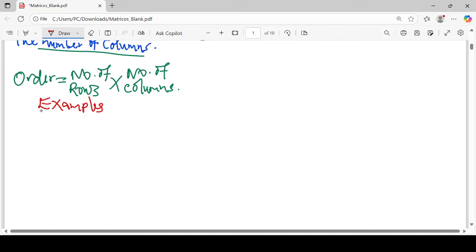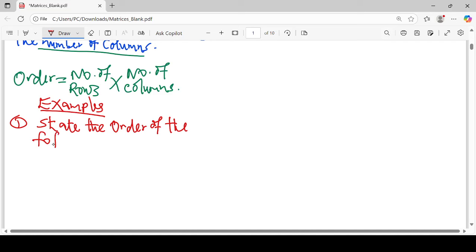Let's look at some examples. Example 1. What is it saying? State the order of the following matrices. Let us look at the matrices we have.